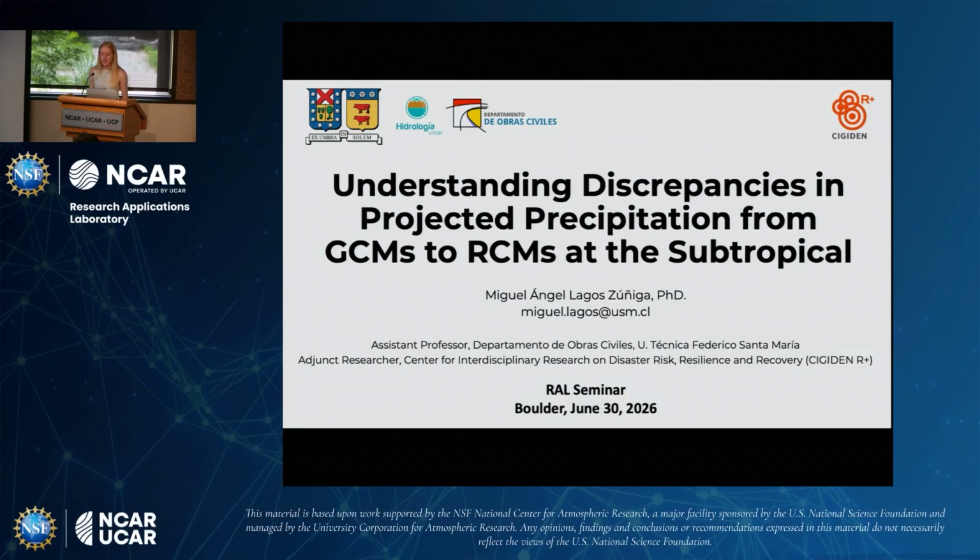He's currently an assistant professor at the Department of Civil Works Engineering at the Universidad Técnica Federico Santa Maria, Chile, and an adjunct researcher at the Center for Interdisciplinary Research on Disaster Risk, Resilience, and Recovery. Right now, he teaches applied hydraulics and applied hydrometeorology. His research focuses on water resources and land-atmosphere interactions through the modeling of historical and future climate conditions.